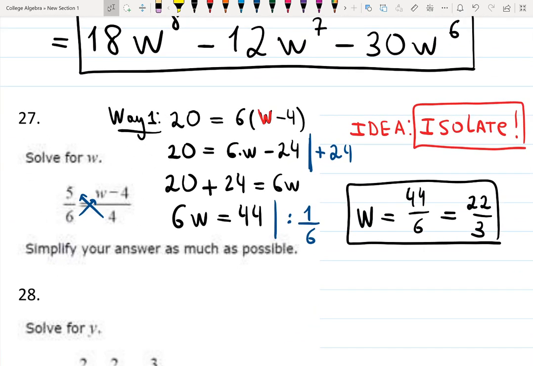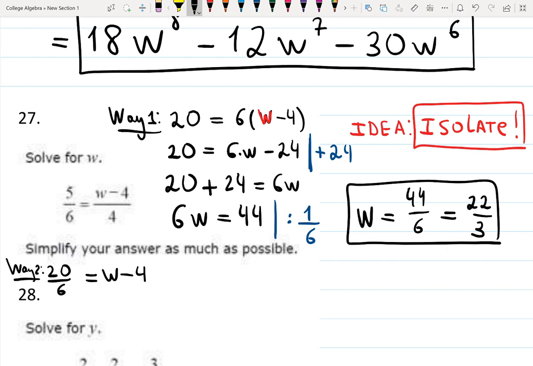Way 2 to deal with fractions like these is to actually do it step by step, because technically speaking, I could multiply everything by 4 first, then I will have 20 over 6 equals w minus 4. And then, as you can see, w is almost isolated. So what I did, way 2.